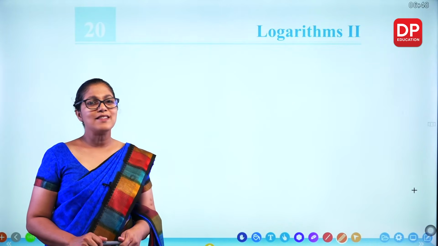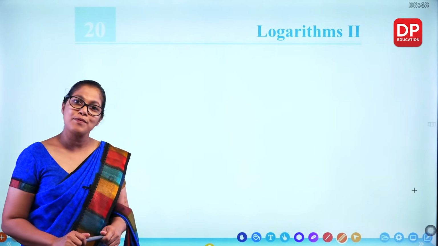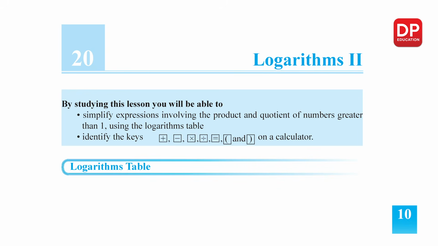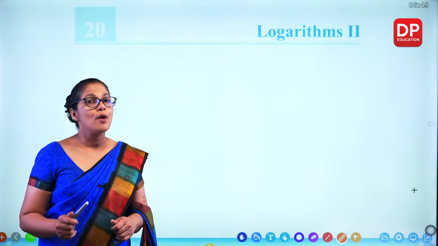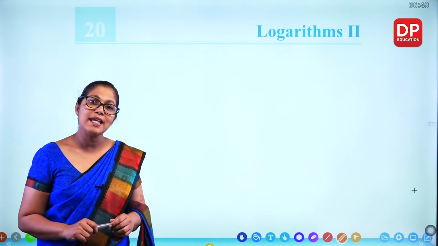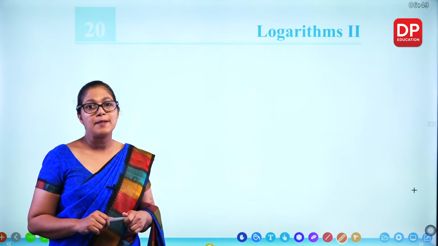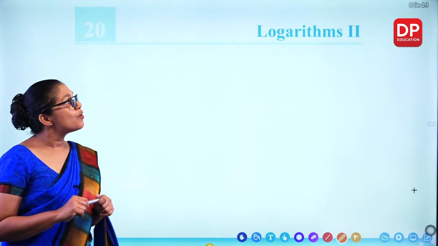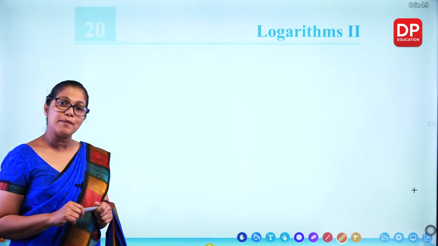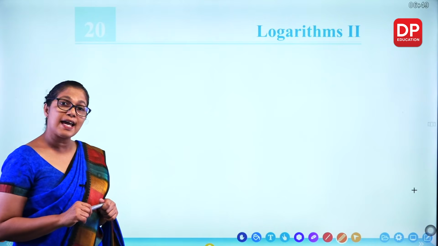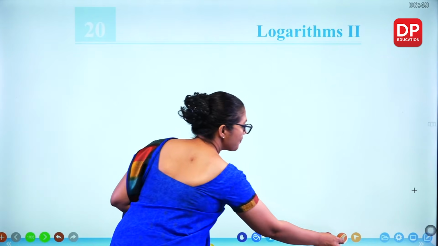Hello grade 10 students. Today I am here to teach you chapter 20 in your textbook that's called Logarithms II. We discussed Logarithms 1 in chapter 19. We'll see more about logarithms in this chapter. So before we start logarithms, we'll see what is scientific notation.